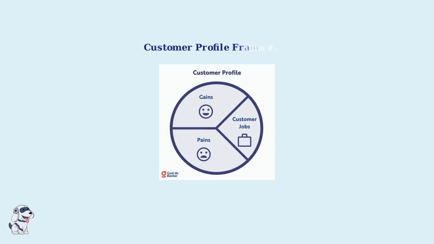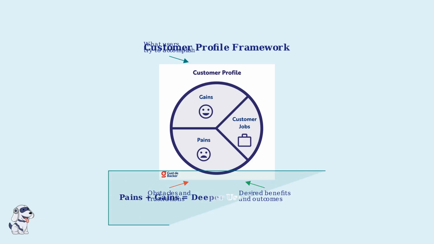In customer profiling frameworks, pains and gains work alongside customer jobs to create a comprehensive understanding of user needs and motivations. This 3-part framework helps teams understand what users are trying to accomplish, what prevents them from succeeding, and what benefits they hope to achieve. By including pains and gains in your empathy maps, you create a more complete user profile that highlights both improvement opportunities and success metrics, leading to more user-centered design decisions.